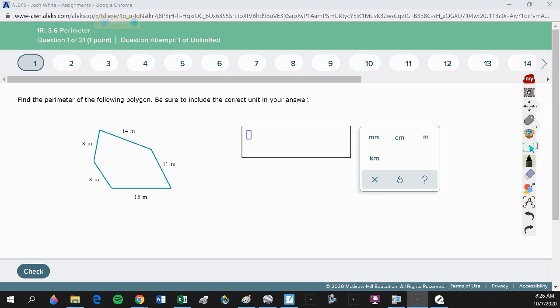So, this says find the perimeter of the polygon. What does perimeter mean? The length of the outside. So how do we find the perimeter? Add all those up. Okay.